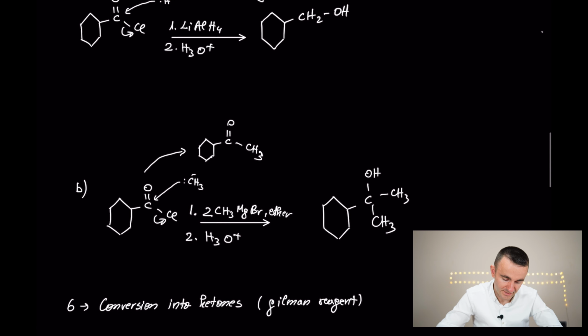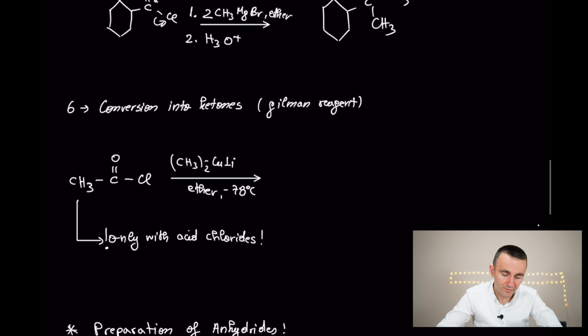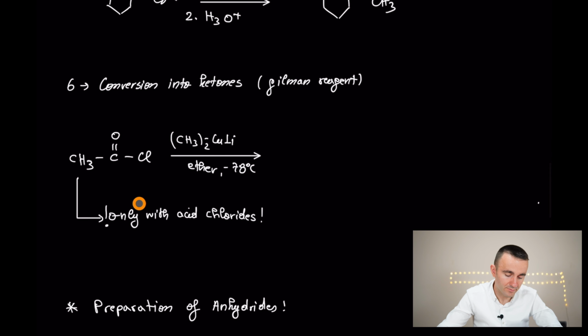Right? Let's move further. Conversion into ketones, Gilman reagent. It is possible only for acid chlorides. This reaction is possible, you can convert that to a ketone with Gilman reagent.